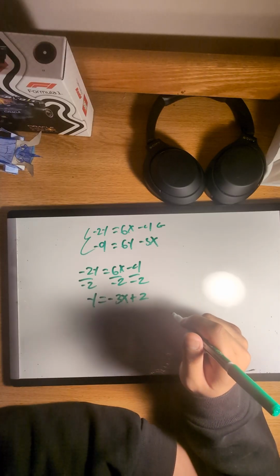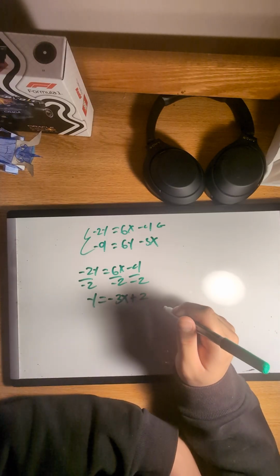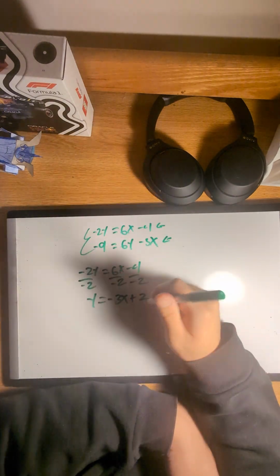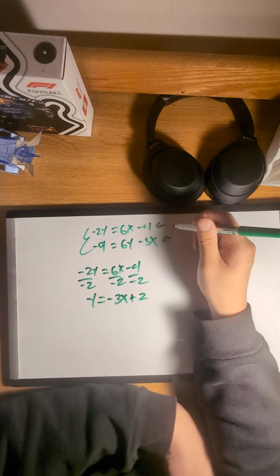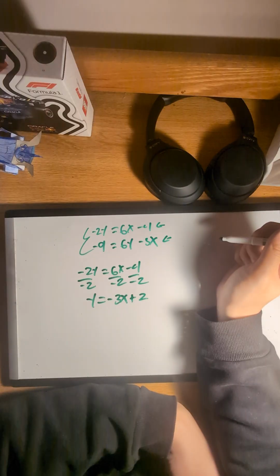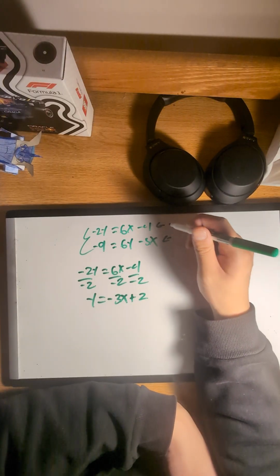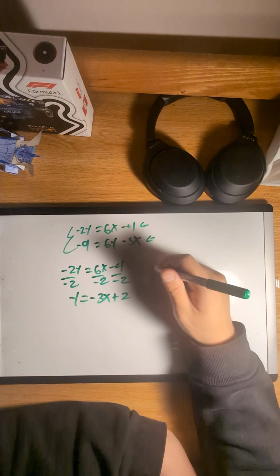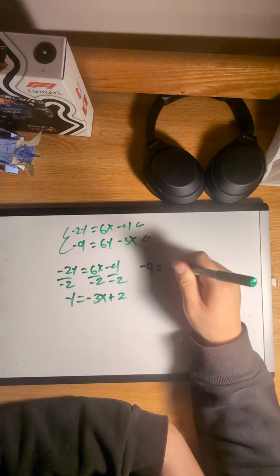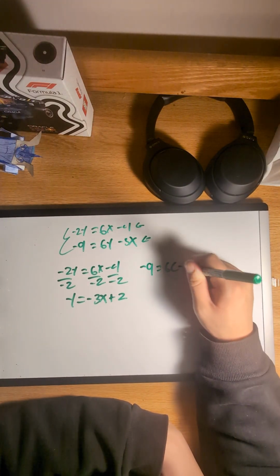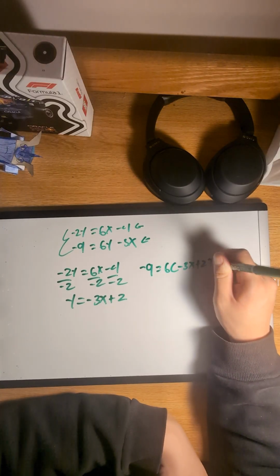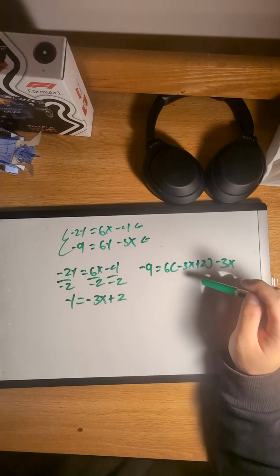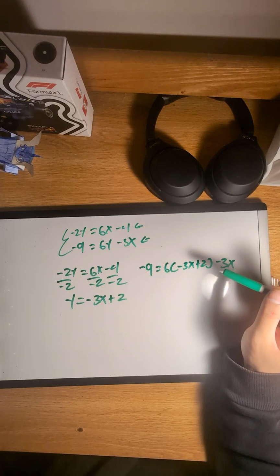So that gives us this, and then we can use this y value and plug it back into this one. We don't want to plug our y value back into the top equation, as it doesn't help us solve anything. So we plug the y value we found into the other equation. Negative 9 equals 6 times negative 3x plus 2, minus 3x. We only have x values here and no y values, so it's pretty easy to find.